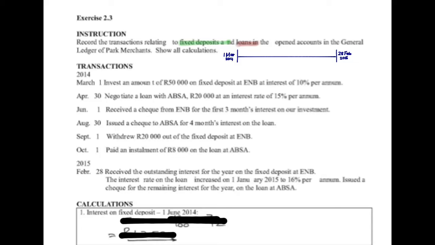Exercise 2.3 Instructions. Record the transactions relating to fixed deposits and loans in the opened accounts in the General Ledger of Park Merchants. Show all calculations.